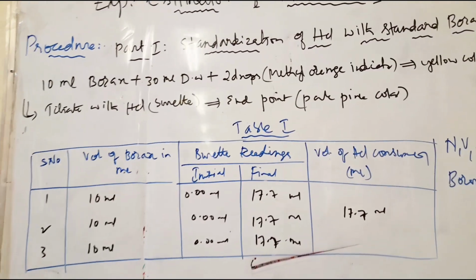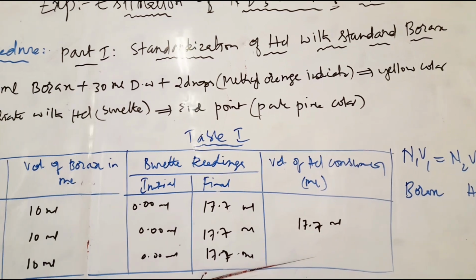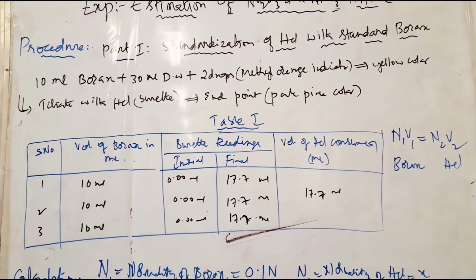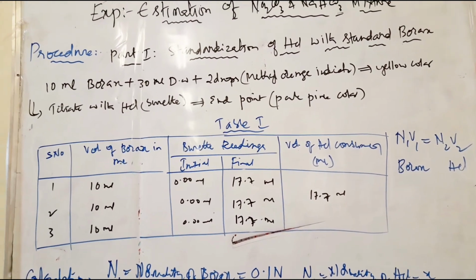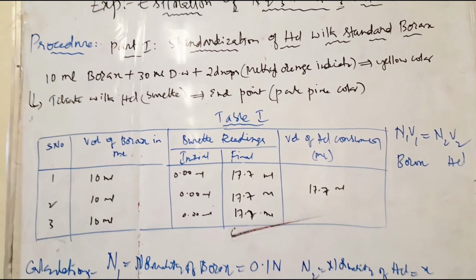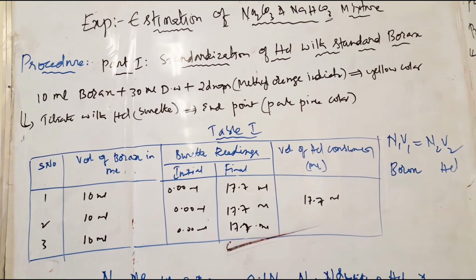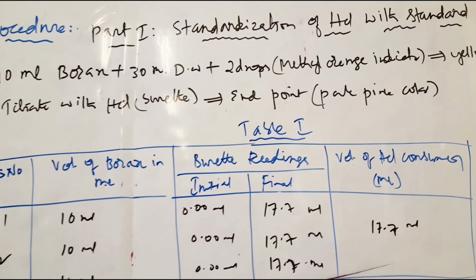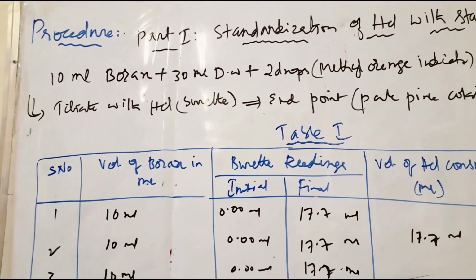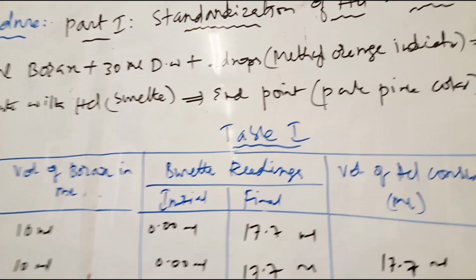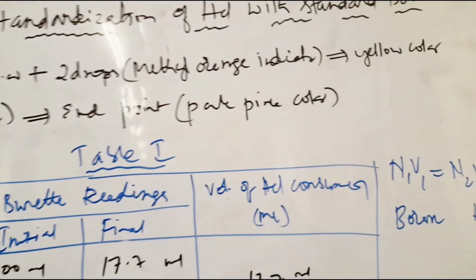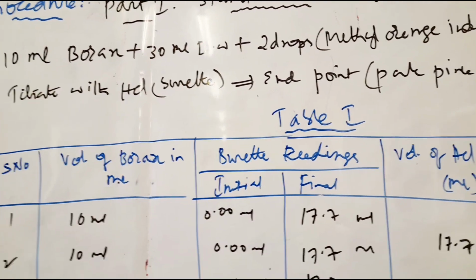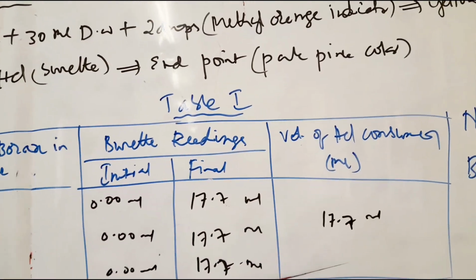The procedure is: part 1 is standardization of hydrochloric acid with standard borax. Hydrochloric acid is to be standardized with borax, which is already standard. From that we will get the strength of hydrochloric acid that can be used to determine the mixture of sodium carbonate and sodium bicarbonate in the given sample. Ten ml of borax is taken into the conical flask, 30 ml of water is added, and 2 drops of methyl orange indicator are added, giving a yellow color. Now titrate with HCl from the burette, where the strength is not known. The endpoint is pale pink color.